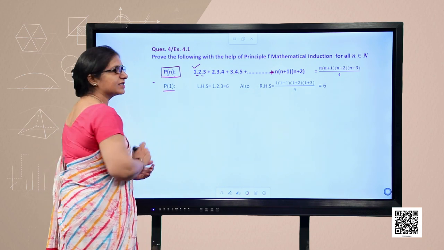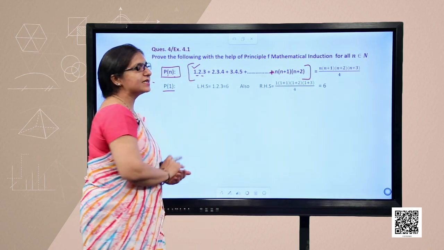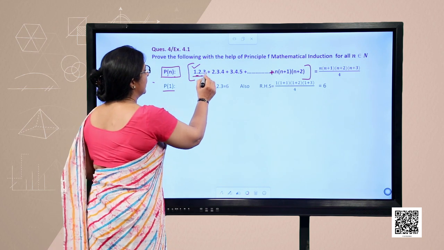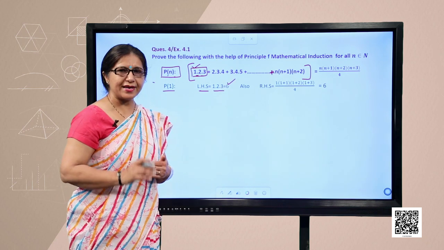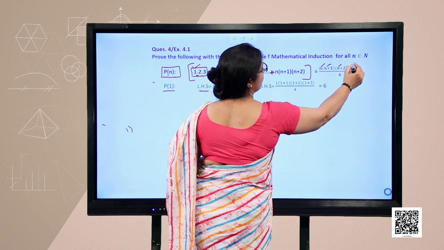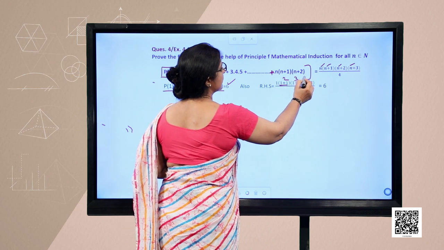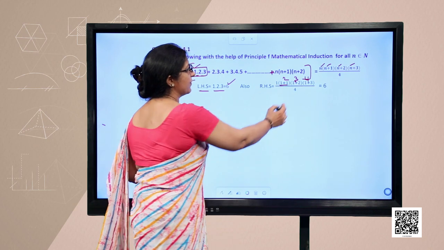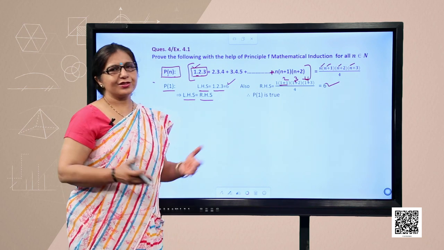So here we are first verifying it for P(1), taking the left hand side. While we are talking about n equal to 1 on the left hand side, we are talking about the first term. Here this is the first term, so the left hand side result is 6, and when we talk about the right hand side, we need to substitute n by 1. Wherever there is n, we will replace it by 1, and this is the case. This is 2, this is 3, and this is 4. 2 multiplied by 3, 6, 6 multiplied by 4, 24 divided by 4 gives us 6. So we can say that the left hand side is equal to the right hand side, therefore P(1) is true.